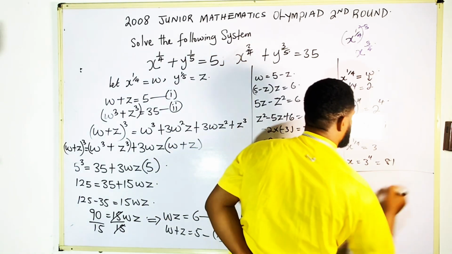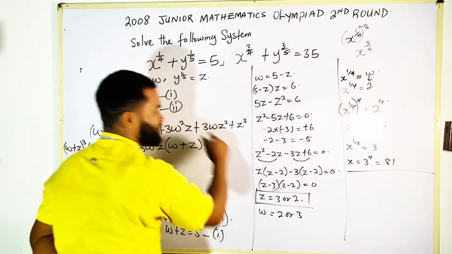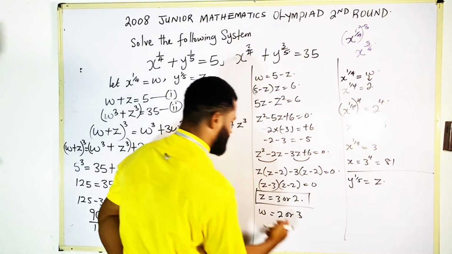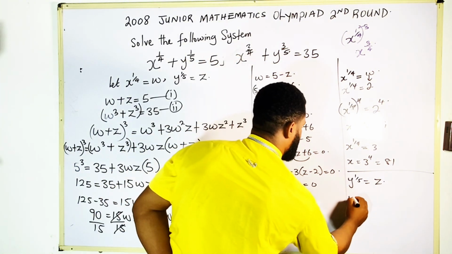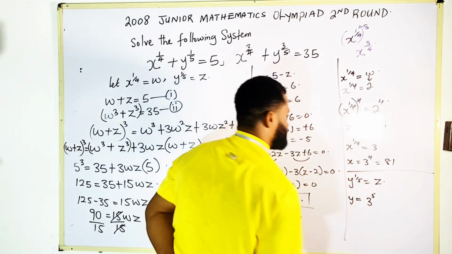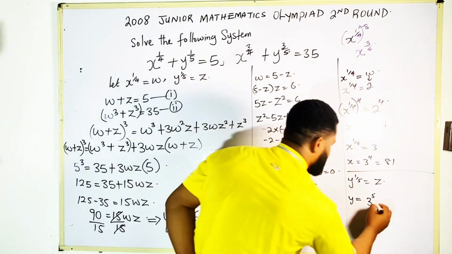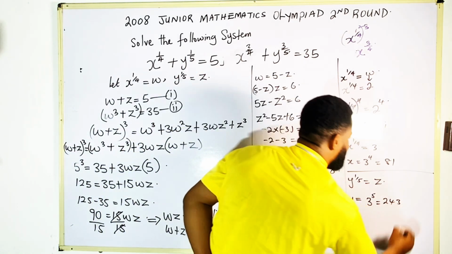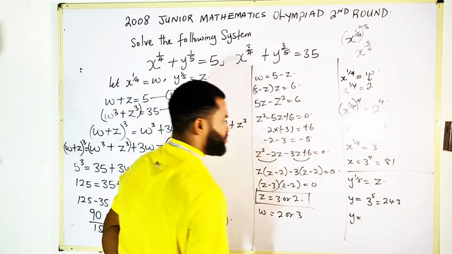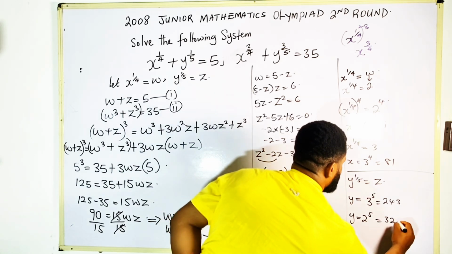So let's go for y. Remember, y raised to the power 1 over 5 is z. So what is z? z can be 3. So that means y is going to be equal to 3 raised to the power 5. 3 raised to the power 5 is going to be 243. I hope I'm correct. Then another value for y is going to be 2. 2 raised to the power 5 is going to be 32.